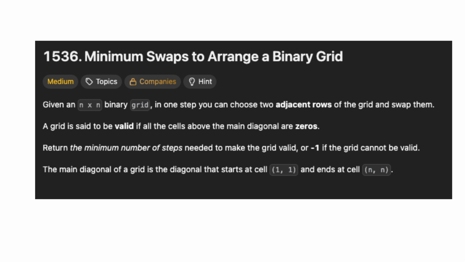In one step, we can swap two adjacent rows. Our goal is to make the grid valid. A grid is valid if all the cells above the main diagonal are 0. If it is impossible, we return -1. Otherwise, we return the minimum number of swaps required. The main diagonal starts from position 0, 0 and ends at position n-1, n-1. Everything above that diagonal must be 0.